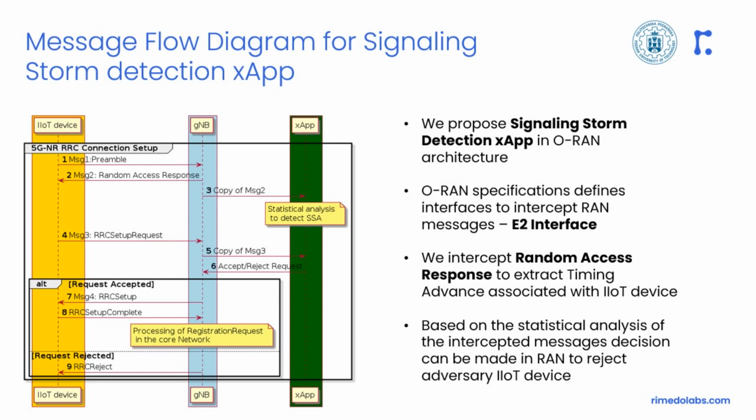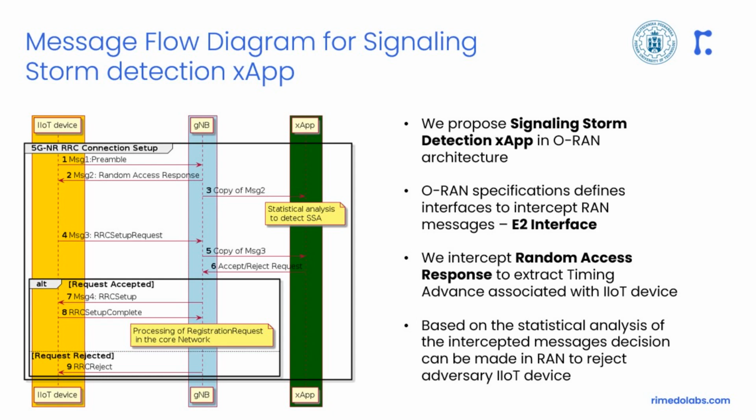In this paper, we propose a signaling storm detection xApp to detect abnormal activity of IIoT devices at the beginning of their registration procedure. The xApp is deployed within the O-RAN architecture. The concept of O-RAN enables interaction with the RAN through dedicated interfaces. For example, the E2 interface can be used to intercept RAN protocol messages.